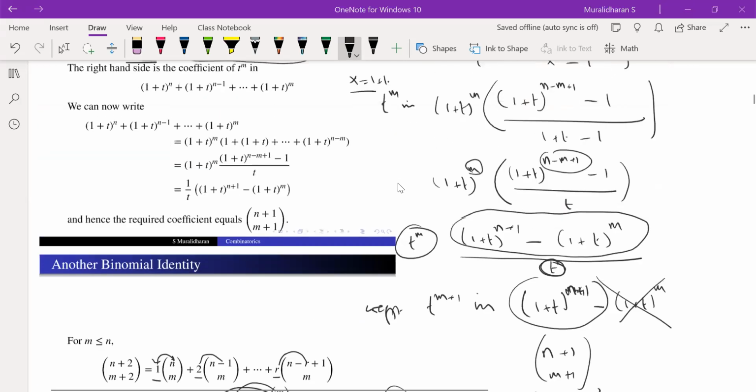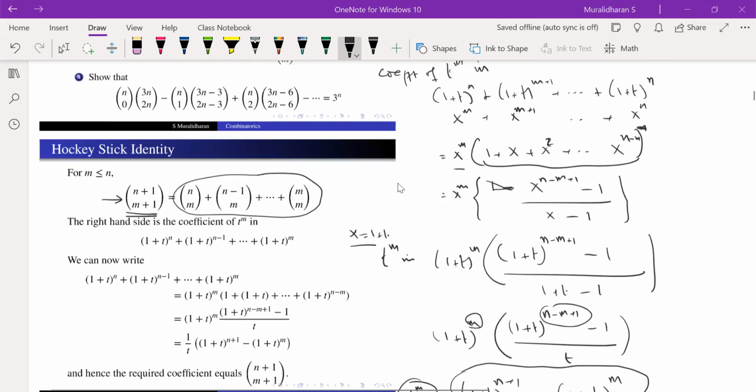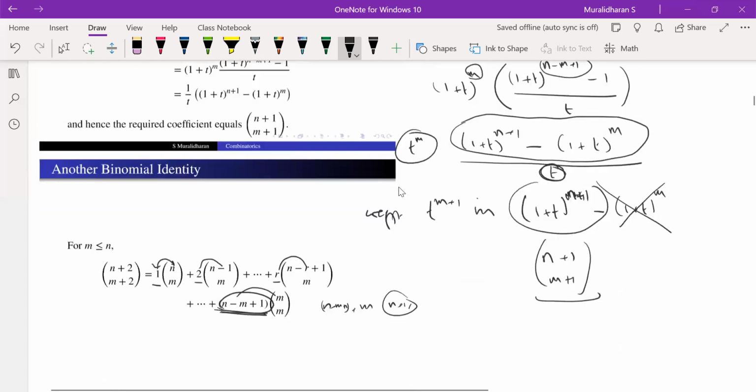What if m is equal to n? When m is equal to n, the left hand side becomes mCm, which is 1. The right hand side also becomes mCm because there's nothing more than that. It just starts with mCm and ends there. The right hand side becomes m plus 1 C m plus 1, which again is 1. So there also it is satisfied. So no issues. Okay.